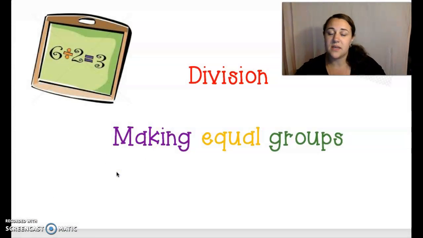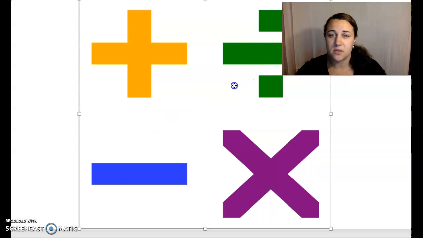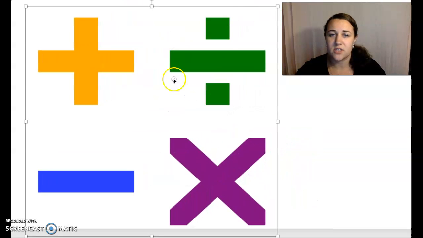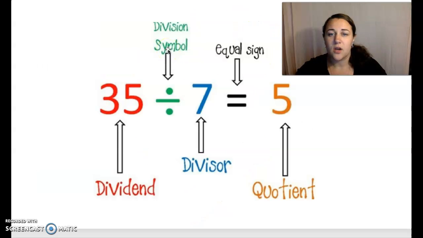So division, making equal groups. So remember our symbols, all right? So I'm going to move this over though for us. So look, we have our division symbol. That's the one we're working on right here, right? Quickly, we have our first number, our biggest number. This is the number that needs to be divided. Remember, it's our dividend. Then we have our divisor, right? These are equal groups. This is how many groups we're going to have. And this number here, the 5, is our quotient. That's our answer. That's how many are in each group.